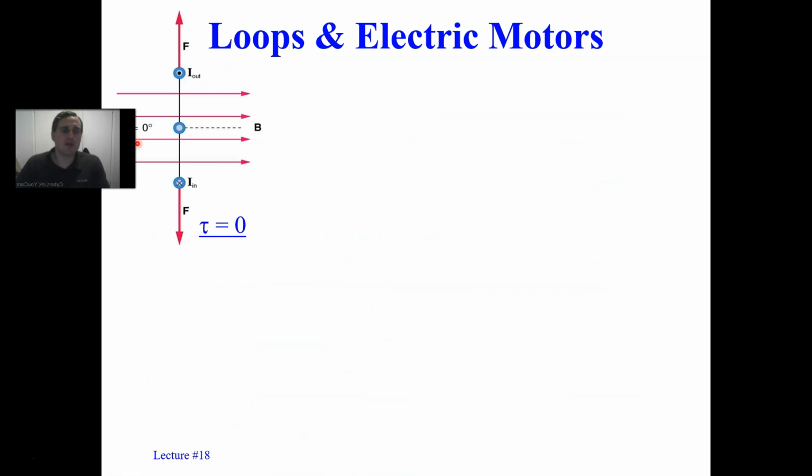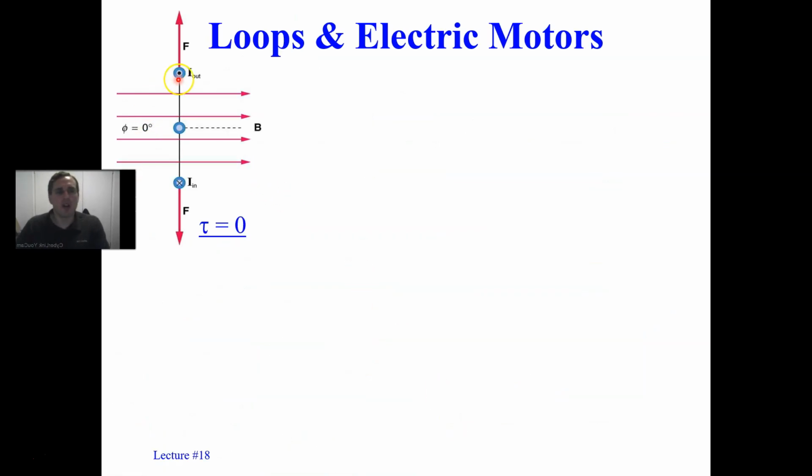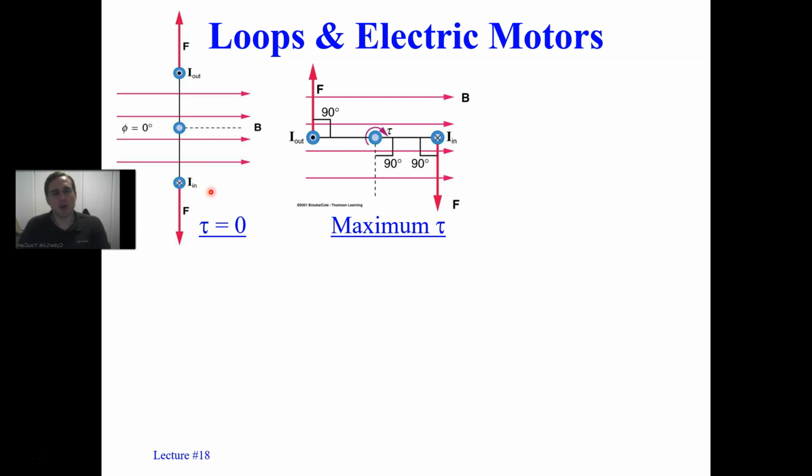So here's just another example where there's electric current coming out of the page, electric current going into the page, and nothing shown right here. Okay, there's zero torque because the current is such that the angle between the current and the magnetic field is 0.